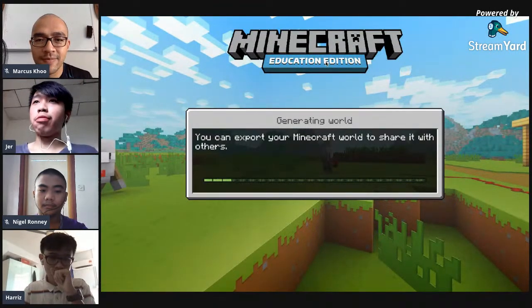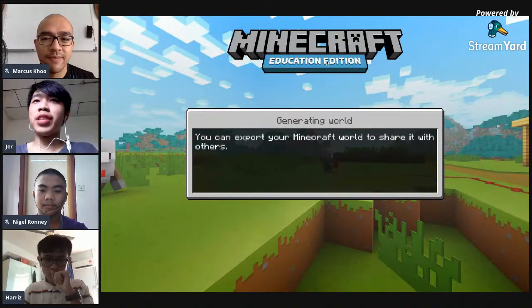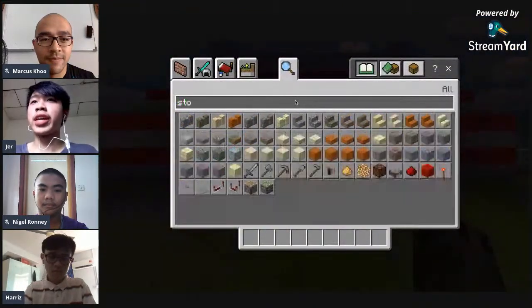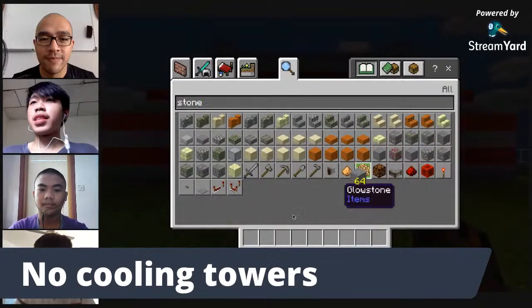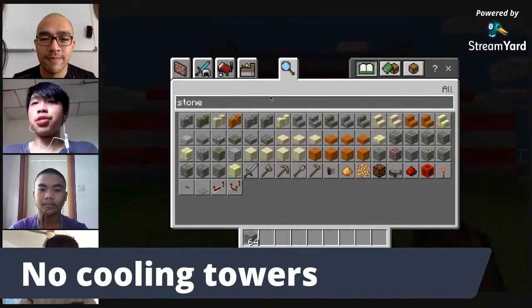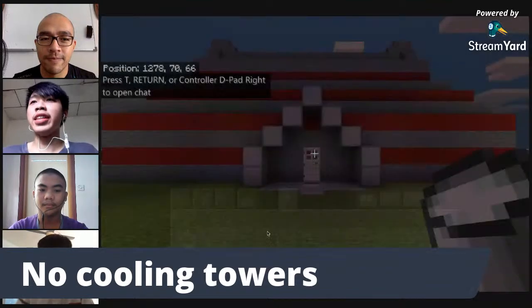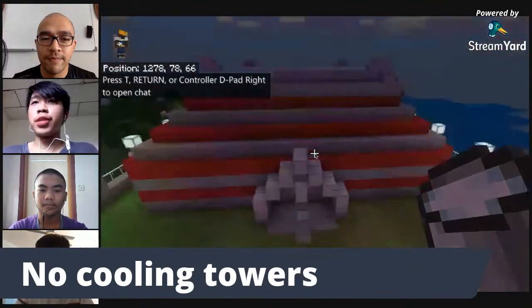Now, right off the bat, when you enter the world, you will notice that the giant cooling tower that you saw earlier from the previous slide is nowhere to be seen. That's because we chose not to add it into our design. Another thing you might notice is we are on an island. Well, that will also be explained soon.